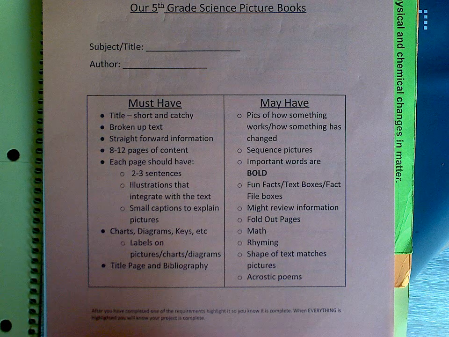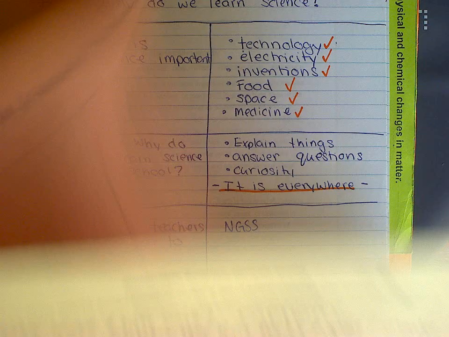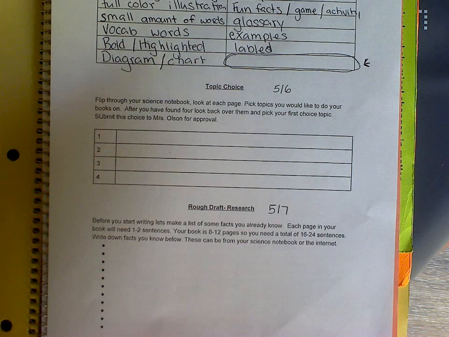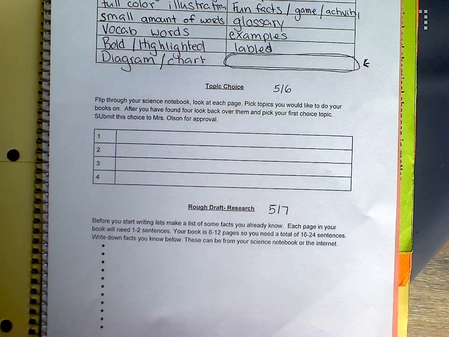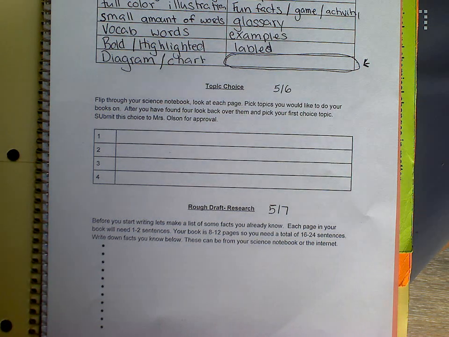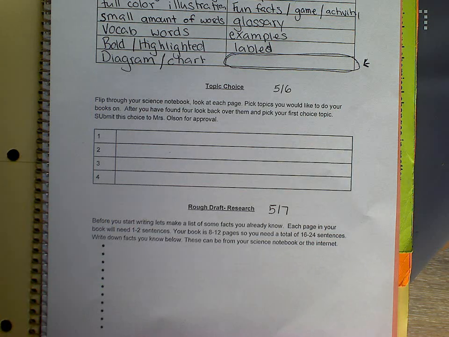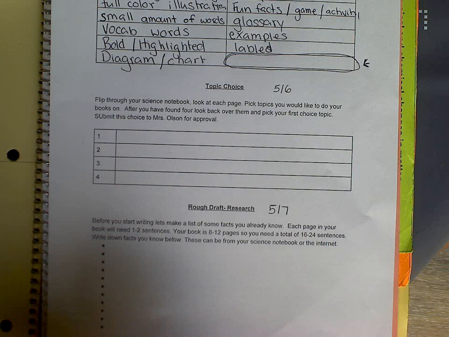Okay, yesterday we started this project and we filled out some features of nonfiction text. Today, we're going to look at our topic choice. So it says flip through your science notebook, look at each page, pick topics you would like to do your books on. After you've found 4, look back over them and pick your first choice topic. Alright? So these are not in order, it's not like number 1, number 2, number 4, just 4 choices.